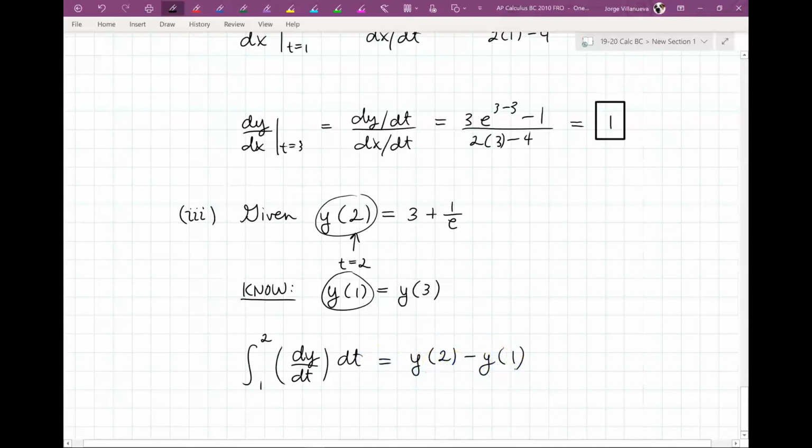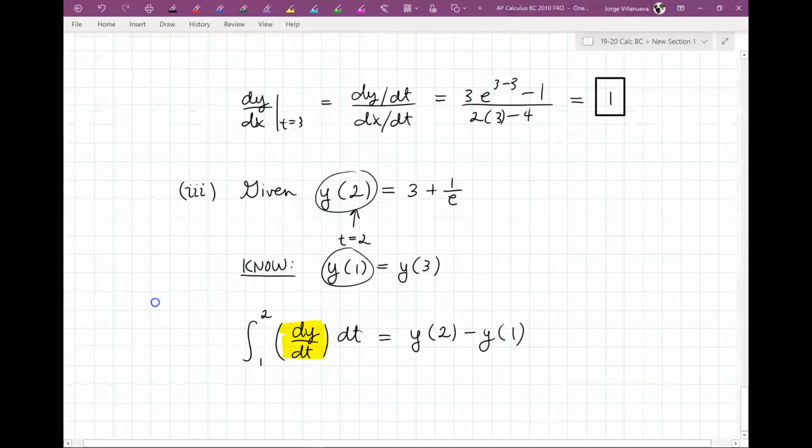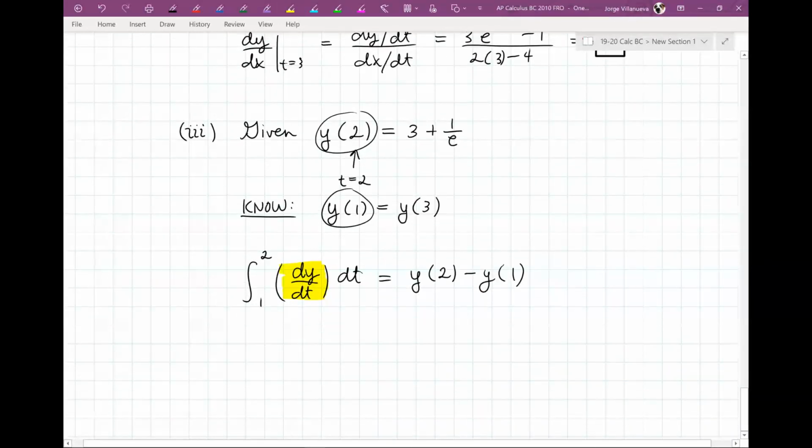If you're wondering how we figure this out, you guys have to remember this is just the fundamental theorem of calculus. Why did I pick dy/dt here? Because I'm trying to figure out my position for y. So when I integrate dy/dt with respect to t, that just cancels out, so it would be y of 2 minus y of 1. That makes perfect sense.